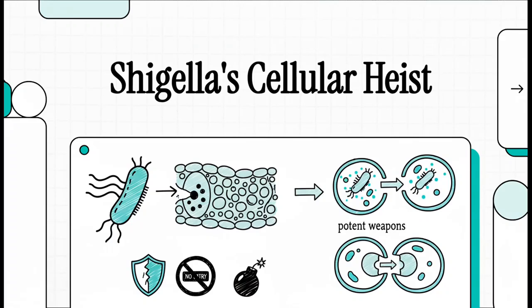All right, welcome. Today, we're going to pull back the curtain on the absolutely masterful cellular heist carried out by Shigella, the bacteria behind dysentery. In this first part, we're going to cover the initial break-in, how it gets past the body's toughest defenses. And then, in our next explainer, we'll get into how it spreads and unleashes its most dangerous weapons.